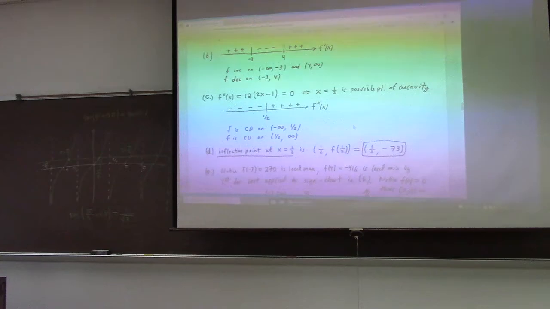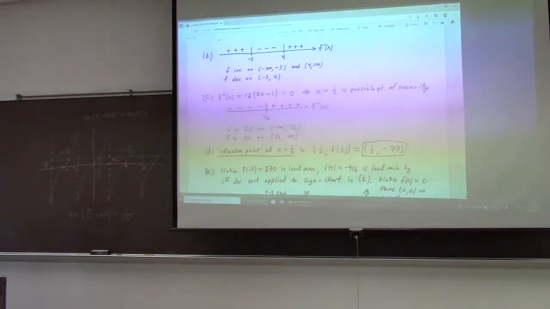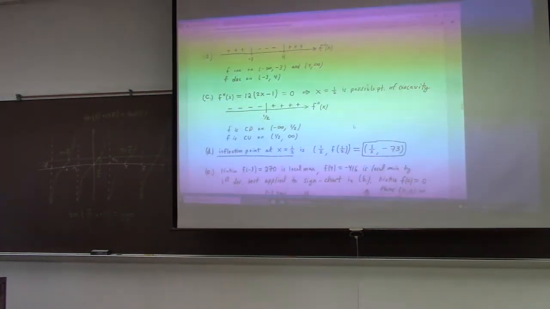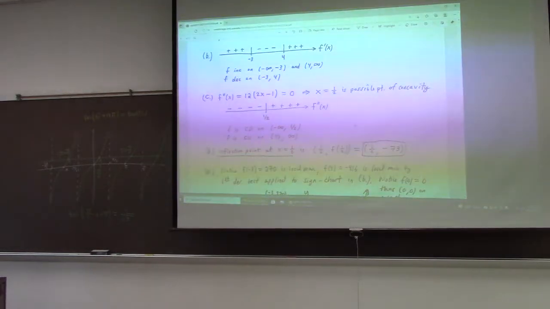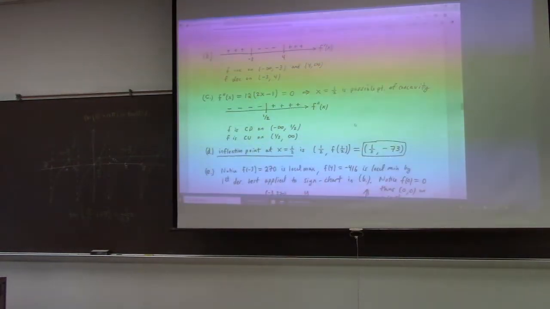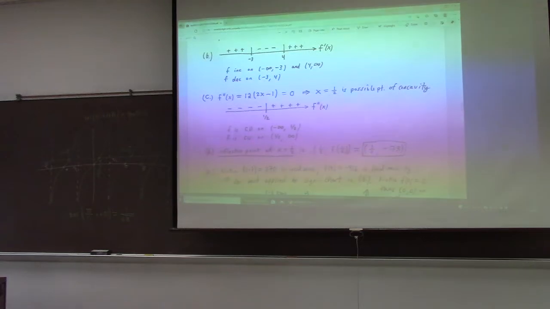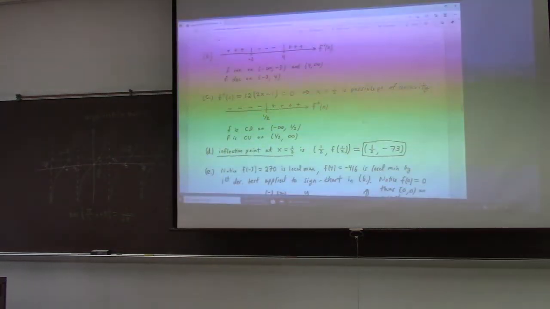Now, on the test, if I say, where's the inflection point, and you tell me it's at 1/2, I'm going to give you significant credit for that. But if I say graph carefully, including inflection points, and you don't label the y-coordinate on it, you're probably going to lose a little bit of something.